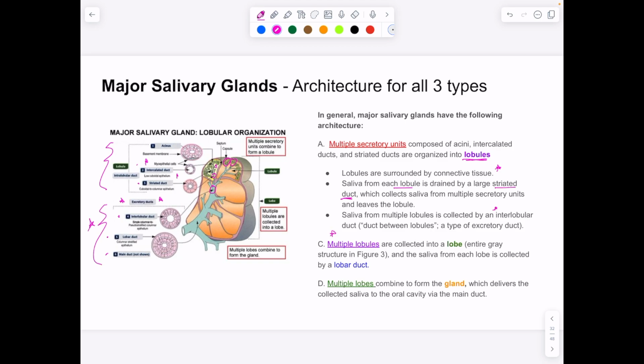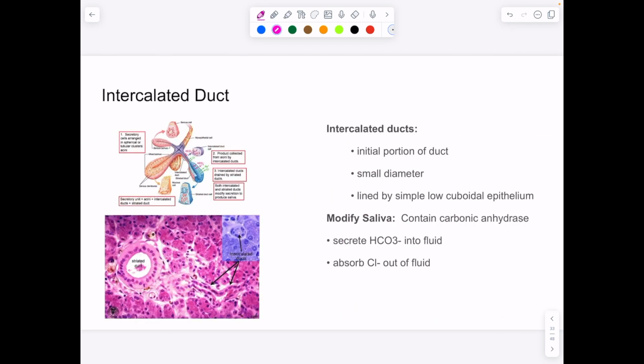Okay, multiple lobules form a lobe. So lobule, multiple of those form a lobe, and then multiple lobes will form the gland overall. All right, so back to our intercalated ducts right here. We just want to talk quickly about what they do to modify the secretion.